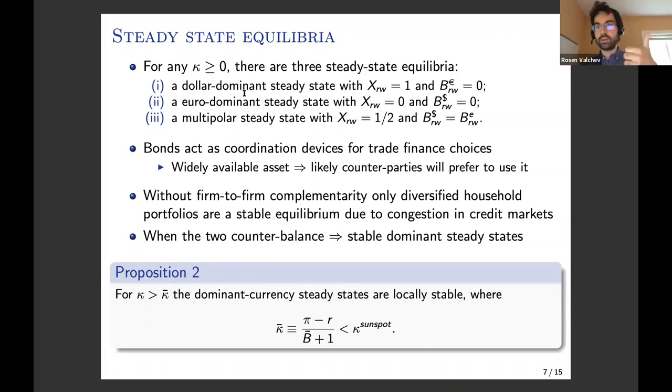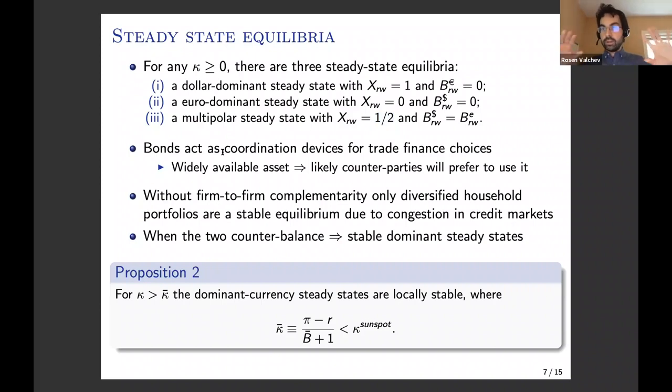They're kind of intuitive. There's a dollar dominant one. All the firms are using dollars, and the households in this case are actually at the corner. They don't want to hold any euro assets because the dollar saving dominates. Another equilibrium is a euro dominant one, and there's also a multipolar equilibrium where both assets are used.